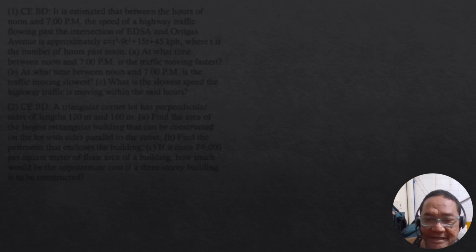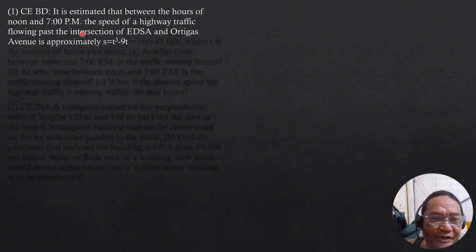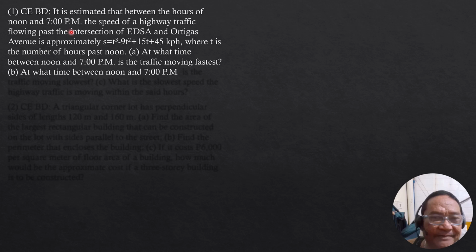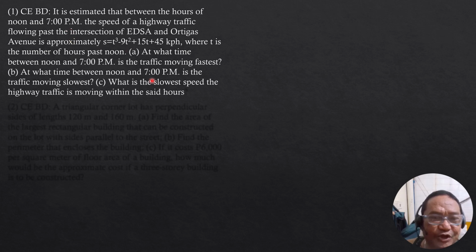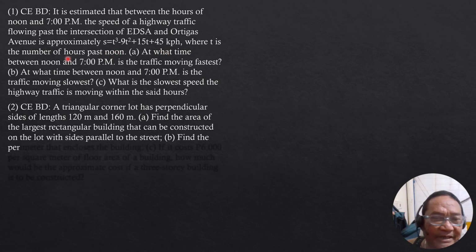So this is the first problem. This is a situational problem and it came out as civil engineers licensure exam. So number one, it is estimated that between the hours of noon and 7 p.m., the speed of a highway traffic flowing past the intersection of EDSA and Ortigas Avenue is approximately given by this expression in kilometers per hour, where T is the number of hours past noon.